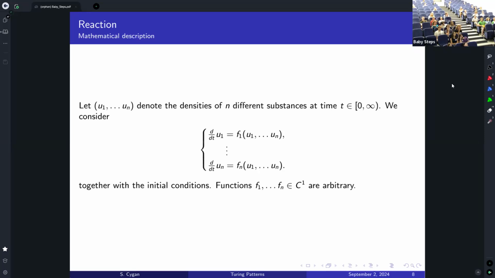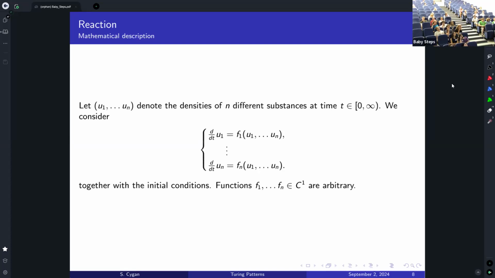And look, what do we have here? Let's assume that we have n different substances, whose densities are denoted by u1 to un. Each of these densities is denoted by some variable u1 to un, which depends on time. And then we have the following system of ordinary differential equations. We say that if we want to know the rate of change of the function u1, so how fast the amount of the substance is produced, we need to know the total amount of all the substances u1 up to un.